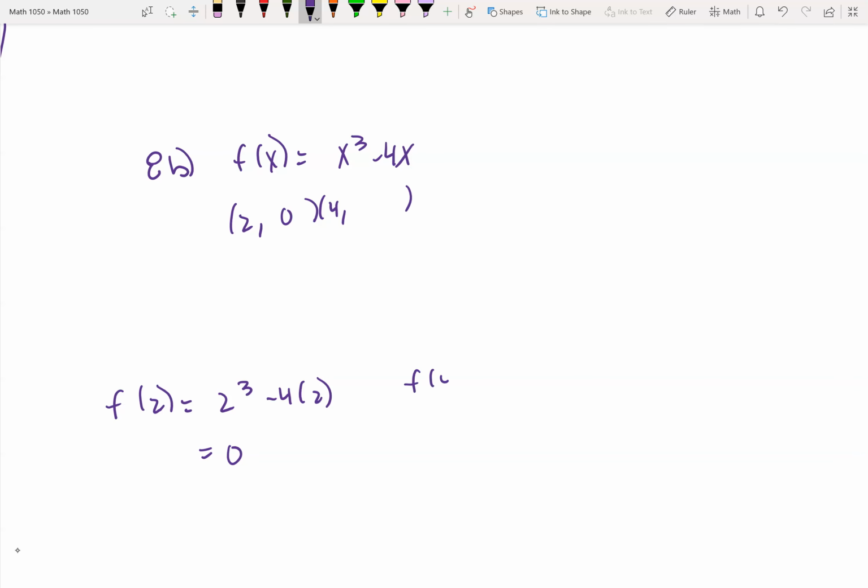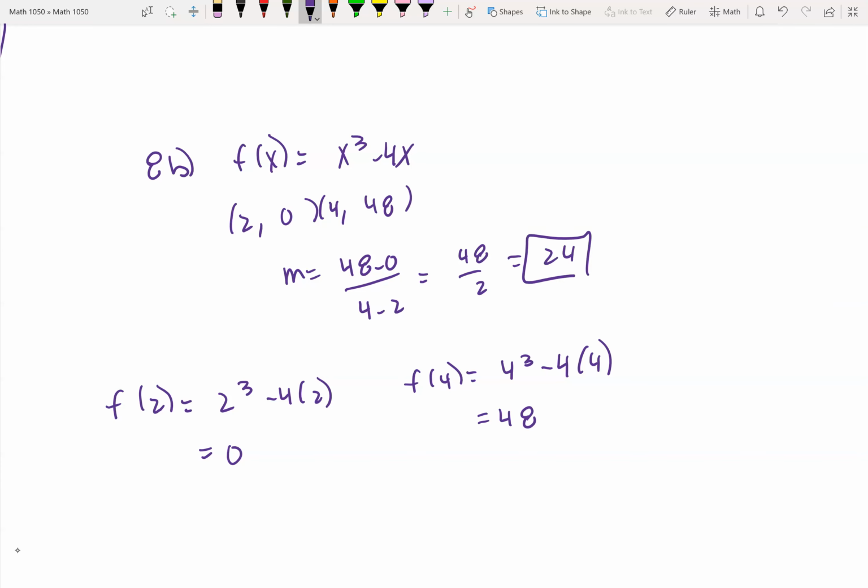This guy right here, f of 4, is equal to 4 to the third minus 4 times 4. 4 to the third is 64 minus 4 times 4 is 16. So that gives me 48. Okay, so that goes here. Slope formula, 48 minus 0 over 4 minus 2. That's 48 over 2, which is 24. That's all you box. Okay?